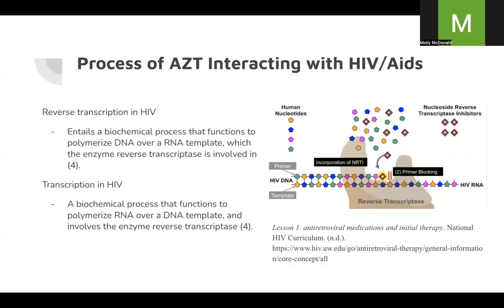And in contrast, transcription is a biochemical process that functions to polymerize RNA over a DNA template and involves the enzyme RNA polymerase. Both of these mechanisms use dNTPs, which are also known as deoxynucleoside triphosphates, and these work to lengthen the DNA or RNA chain of the process occurring. These dNTPs incorporate hydroxyl groups into the reaction that form phosphodiester bonds that link nucleotides to lengthen the nucleotide chain.